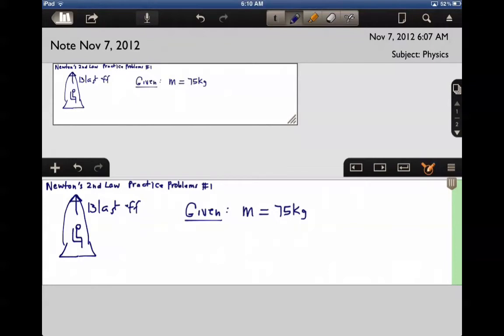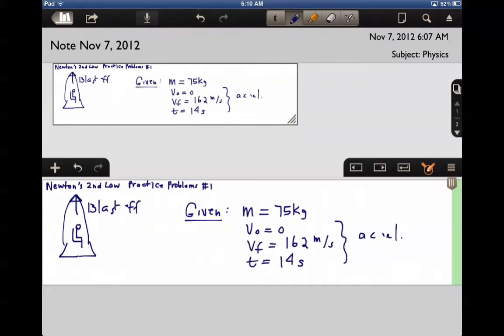And we're given some indirect information that's going to lead us to acceleration. We're told that the rocket starts at rest, so that's V initial. And we know that after a certain time interval of 14 seconds, the astronaut reaches a final speed or top speed of 162 meters per second. What this information is going to tell us is the acceleration upward of the astronaut during blastoff.